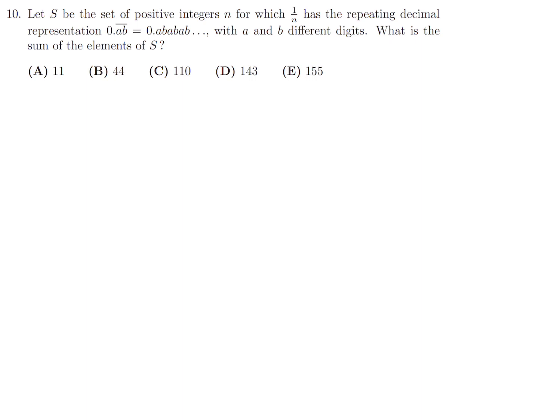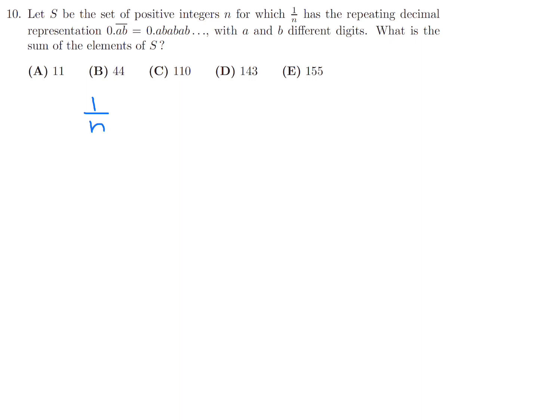Let S be the set of positive integers n for which 1 over n has the repeating decimal representation 0.ab, which equals 0.ababab, and so on, with a and b different digits. What is the sum of the elements of S?